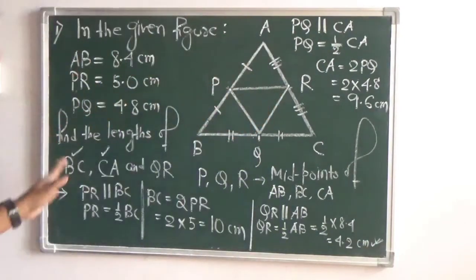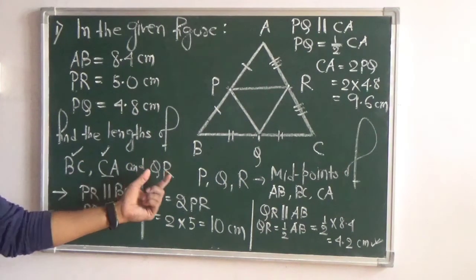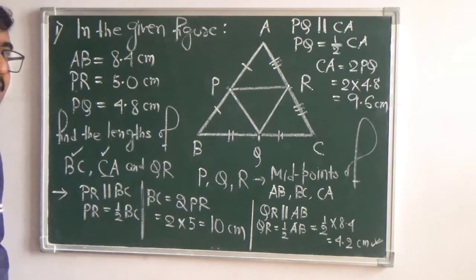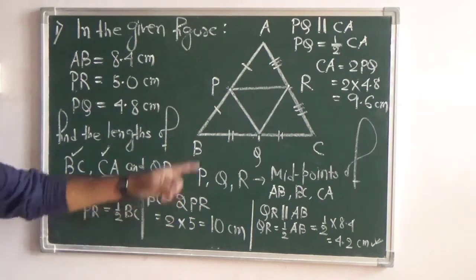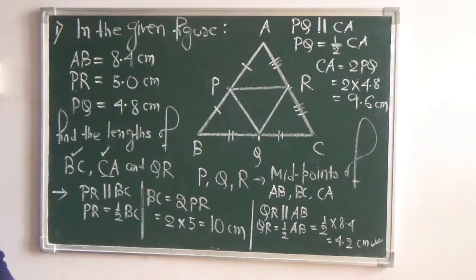So by applying the midpoint theorem, we have found all the three unknown quantities, BC, CA and QR. The midpoint theorem says the line segment joining the midpoints of any two sides of a triangle is parallel to the third side and is half of the third side. Only this concept is used here. Hopefully it is clear, and we move on to question number 2.